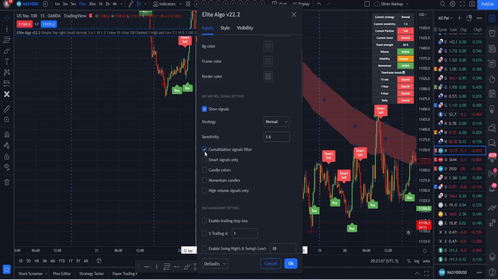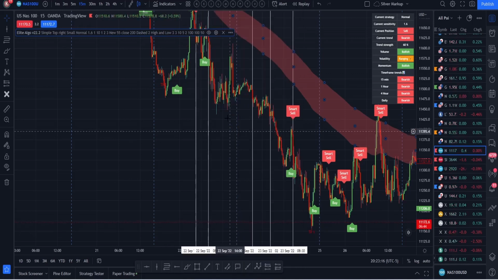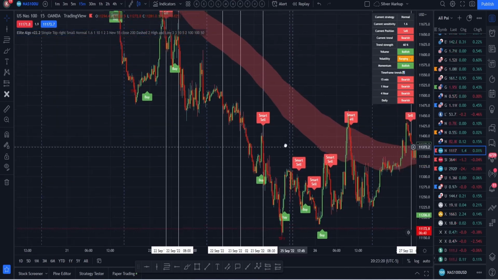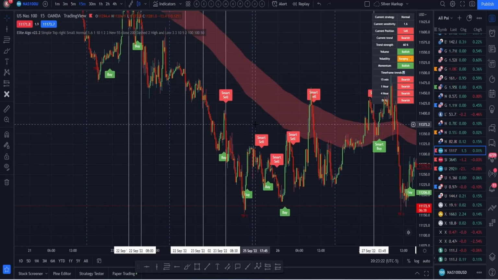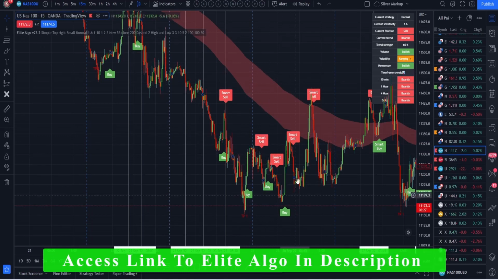So the first one is your consolidation signals filter. What this does is when the market is consolidating, it's not going to give you those signals. It filters out when the market is kind of left to right. You saw there were a couple of signals in here where there was a lot of up and down, and it took those signals away and waited for the market to open up more. Those are the signals that remain when the market is giving you a bigger range of motion.